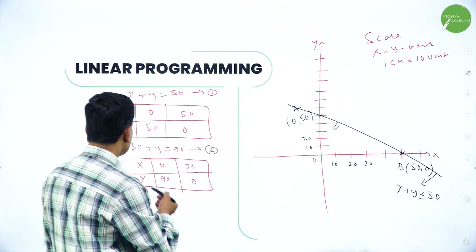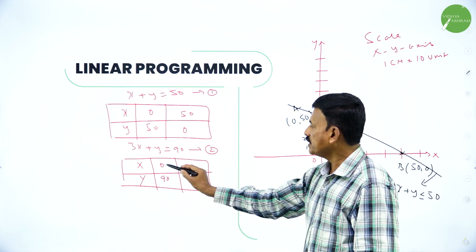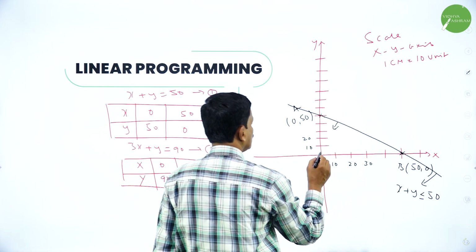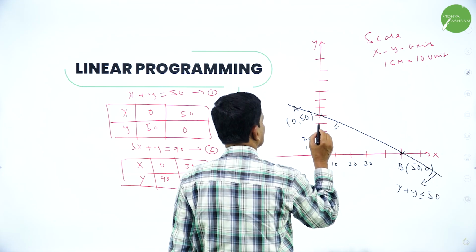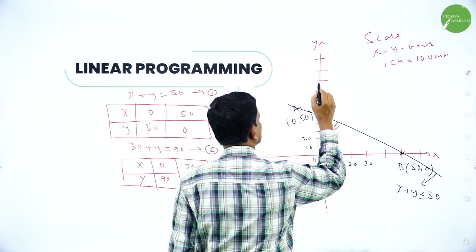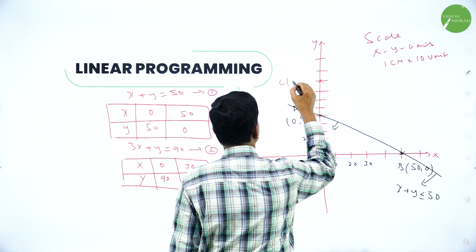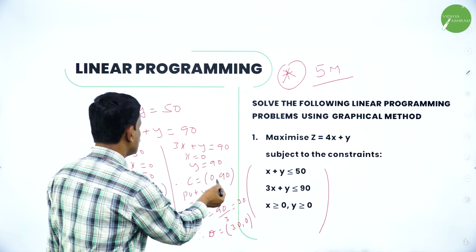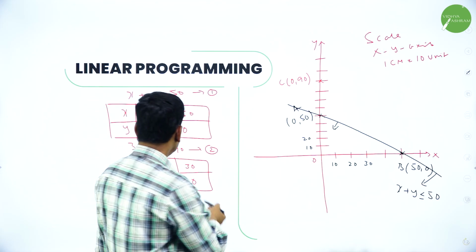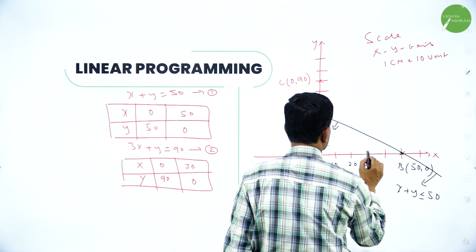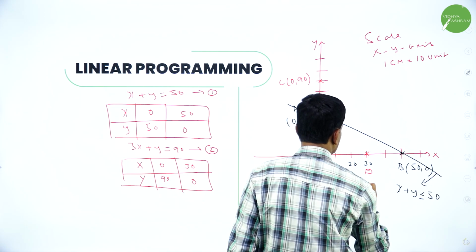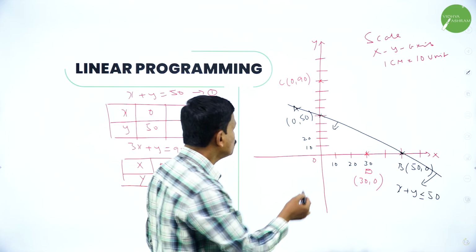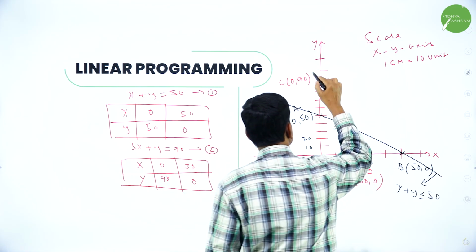Now, let us move on to the second curve. Now, what is the second curve? When x is equal to 0, y is equal to 90. 0, 10, 20, 30, 40, 50, 60, 70, 80, 90. This is the point. Call it C 0, 90. C is 0, 90, D is 30, 0. When x is 30, y is equal to 0. This is the other point D 30, 0. Draw a straight line which passes through C and D. This is the line.